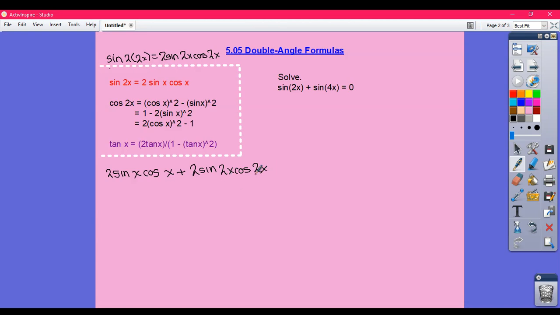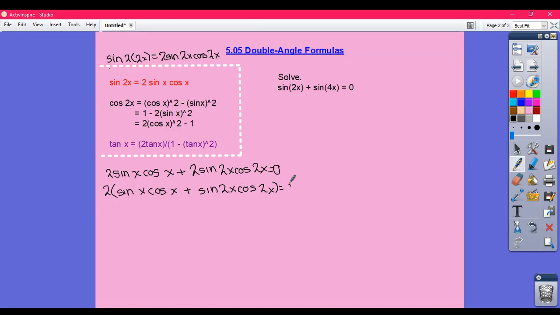Now, if I look at this, the only GCF I have is 2. So that really doesn't do much for me, because cosine x and sine x don't have the same values here, because this is sine of 2x, cosine 2x.